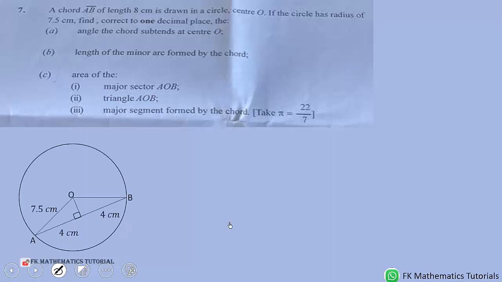So we have the circle here. The chord is AB, as you are seeing, 8 centimeters. This is the center. We drop a line from the center to the chord AB.